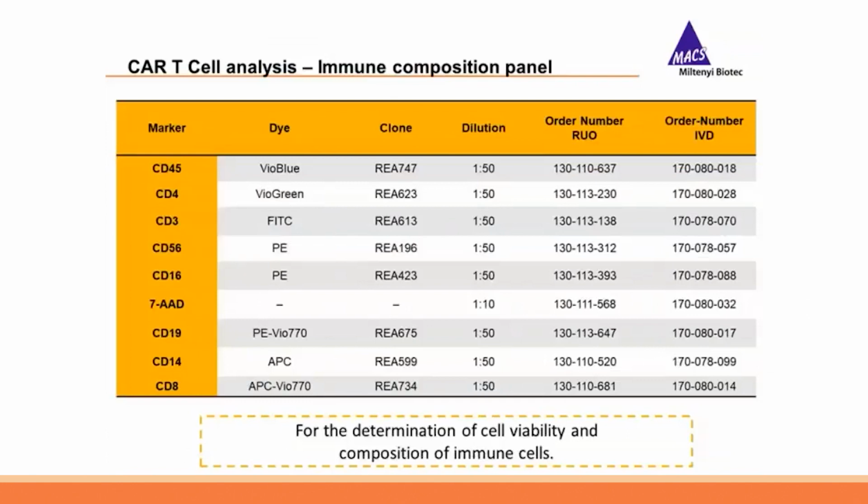This is just a zoomed-in version of one of the IPC-QC panels, for example, the immune composition panel. The aim of this panel is to determine the cell viability and the composition of the different types of immune cells that are present at different stages during CAR T-cell manufacturing. And this is an overview of how different recombinantly engineered antibody clones are used to define the final panels.